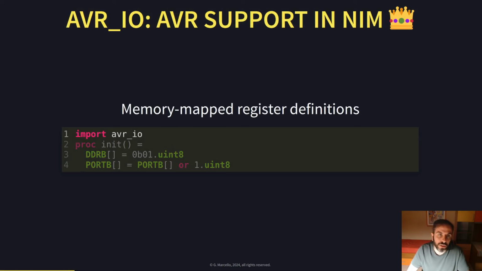You import AVR-IO in your code first of all, and then you can write into a register by dereferencing and assigning. In this case, we are doing this on the direction register for port B, DDRB. And you can also read by just dereferencing the register, and you can see here that I'm both reading and writing to port B.